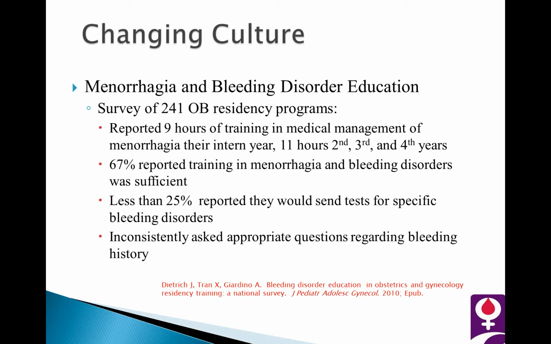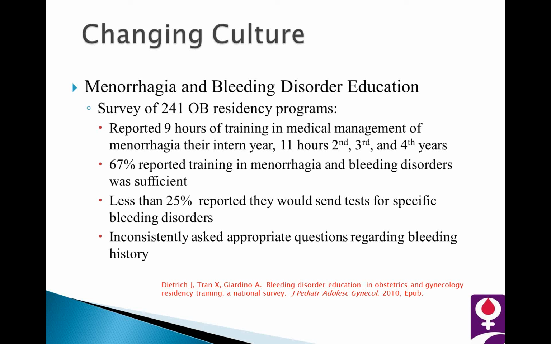What the survey actually found is that, at least in the intern year, residents reported only 9 hours of training in the medical management of menorrhagia. It was around 11 hours, which is not significantly different from the intern year, during the second, third, and fourth years of OBGYN residency.